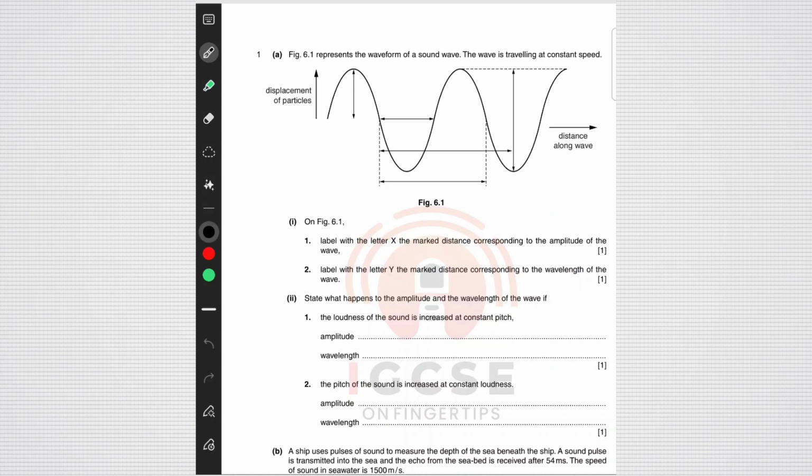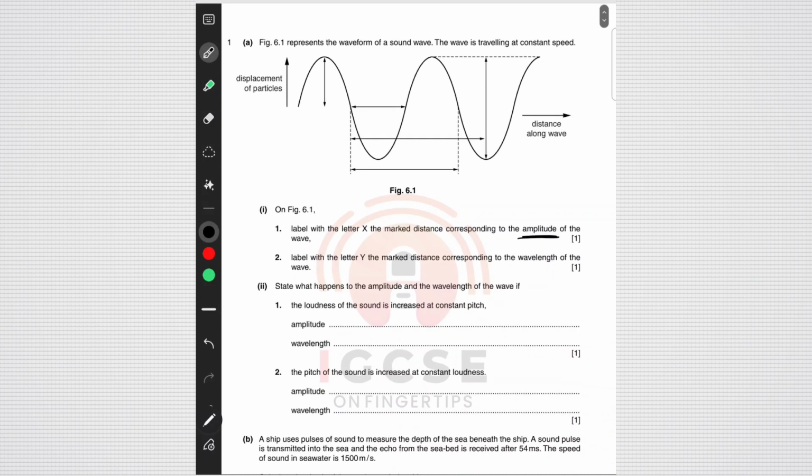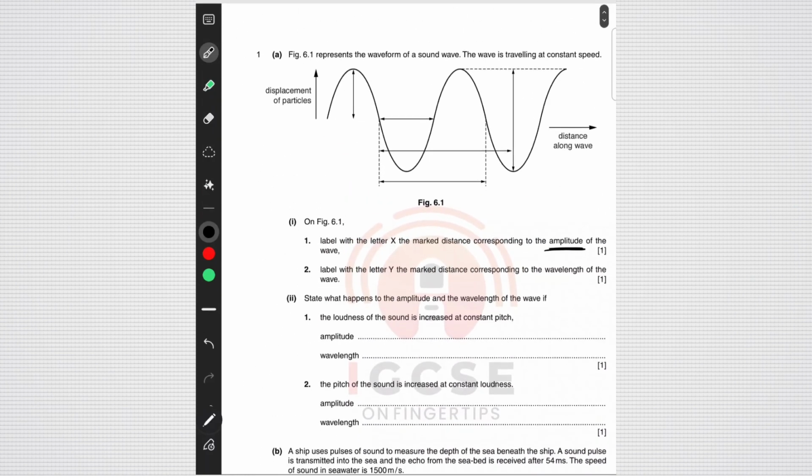Okay, let's start with question 1. Figure 6.1 represents waveform of a sound wave. The wave is traveling at constant speed. On figure 6.1, label with letter X the marked distance corresponding to amplitude of the wave. Now let's have a look where is the amplitude, right?